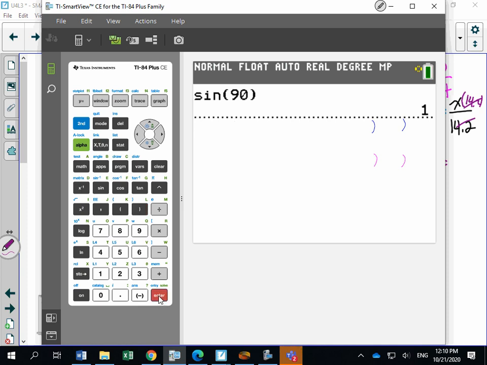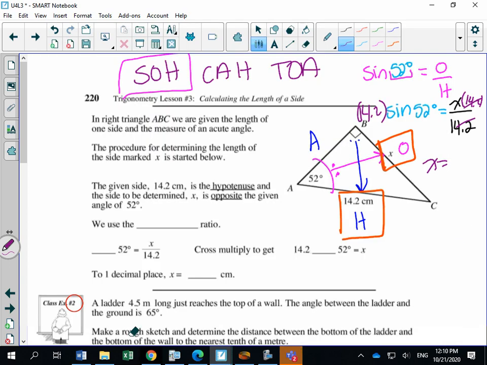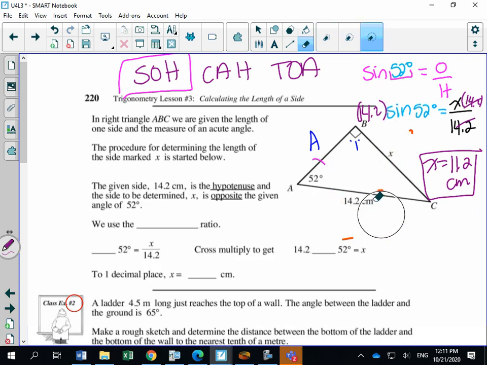And that gives me 11.189. And then I look in the question and they want it to the nearest tenth. That would be 11 point what? 11.2. So then I would say X is equal to 11.2. I look for my units. It was in centimeters. And I just figured out the length of this side here. Just going to erase this. And this guy is 11.2.